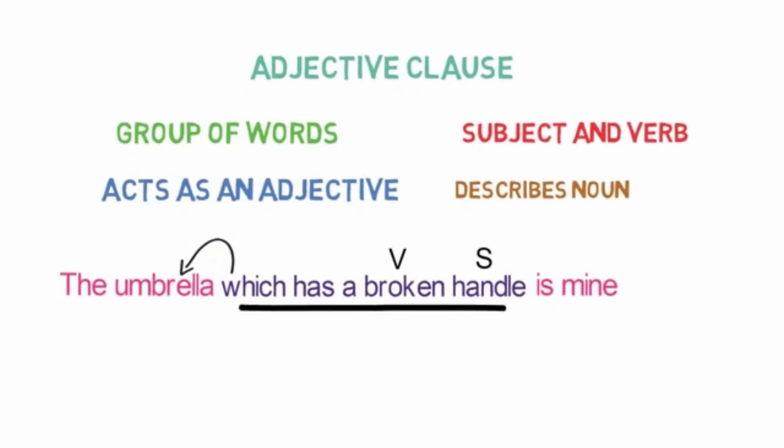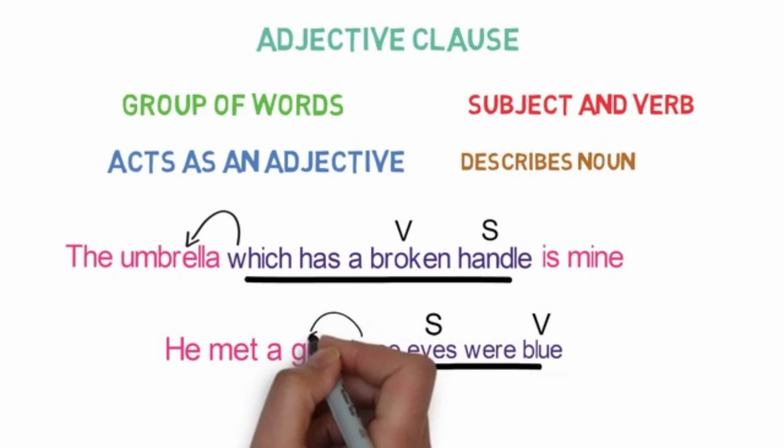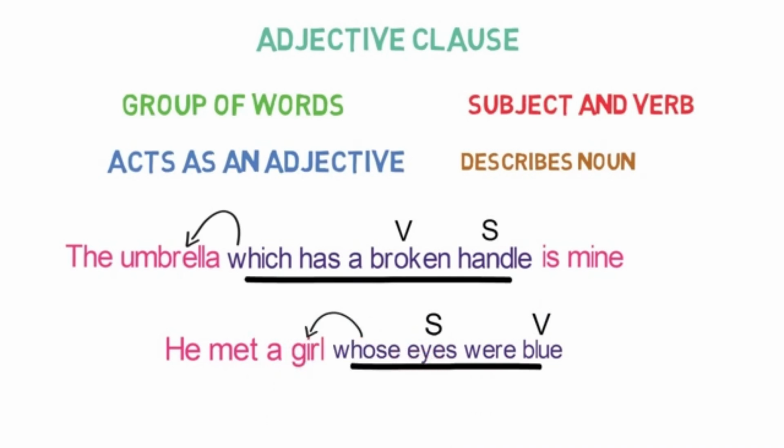Let's look into one more example. He met a girl whose eyes were blue. Here, whose eyes were blue is an adjective clause, and the clause is having a subject and a verb, and it is describing the noun girl. So basically this clause does the work of an adjective.